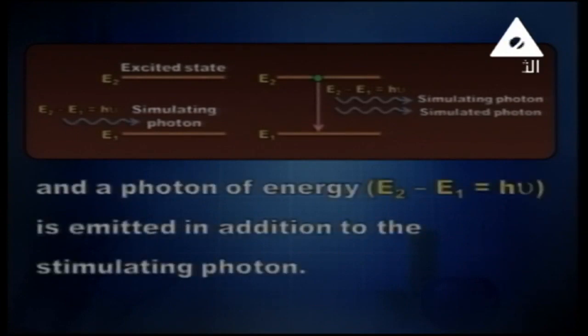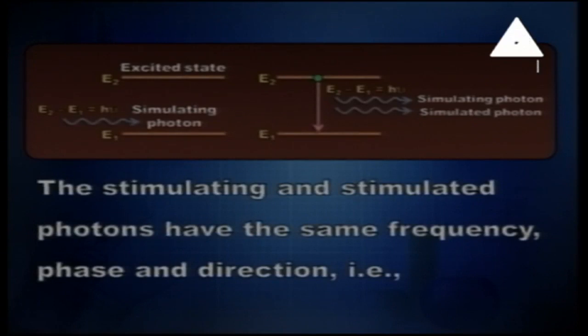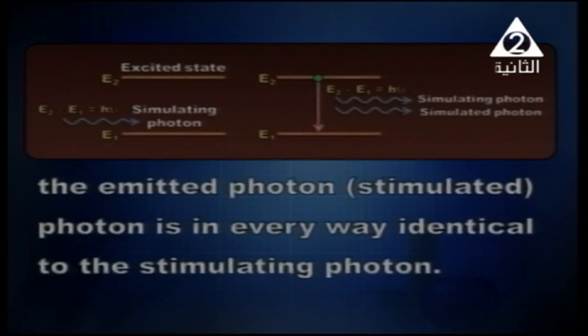And a photon of energy E2 minus E1, which is equal to h nu, is emitted in addition to the stimulating photon. The stimulating and stimulated photons have the same frequency, phase and direction. They have the same frequency, the same phase, and the same direction. That's to say, the emitted photon is in every way identical to the stimulating photon.